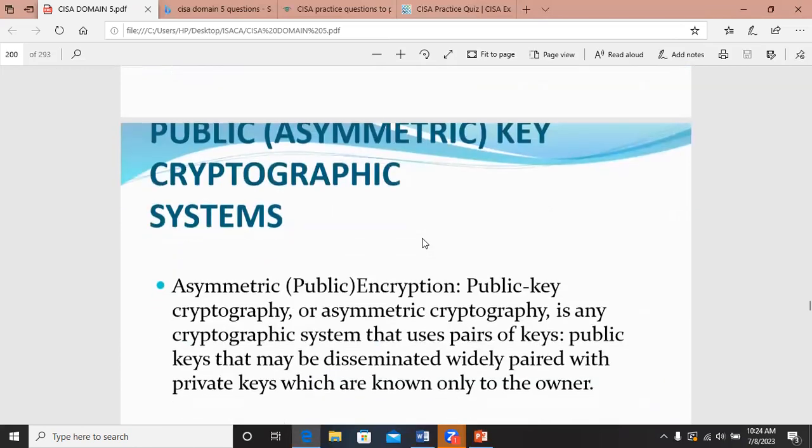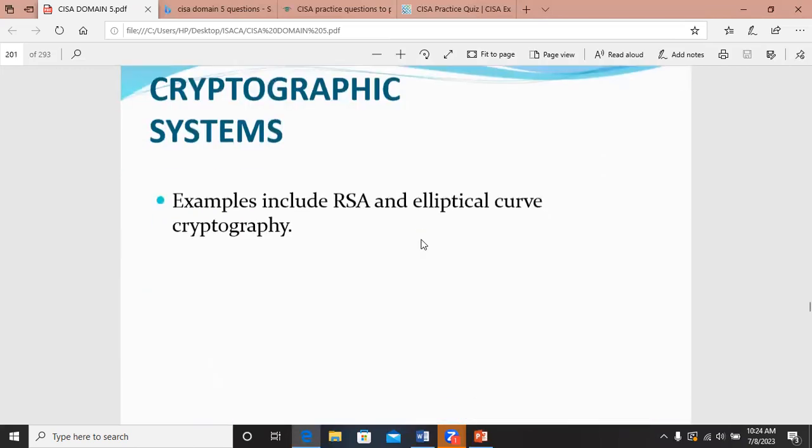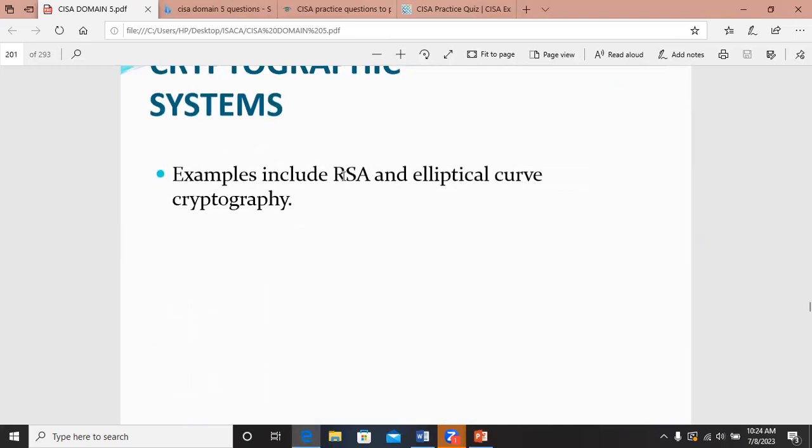Then you have asymmetric, like I said, public key cryptography. A good example is RSA. I mentioned RSA: Rivest, Shamir, and Adleman. Those are the guys that came up with it. They used their names. Then you also have elliptical curve cryptography.